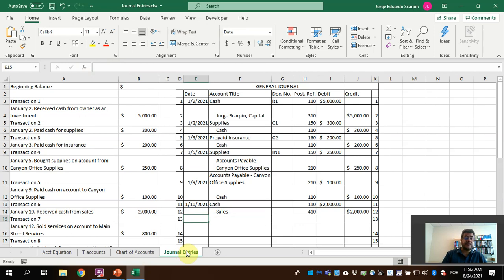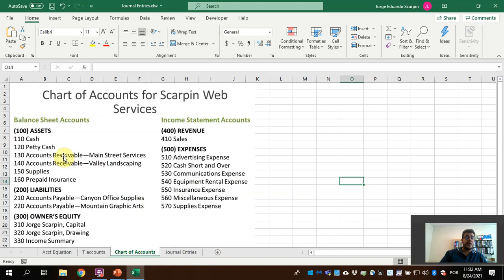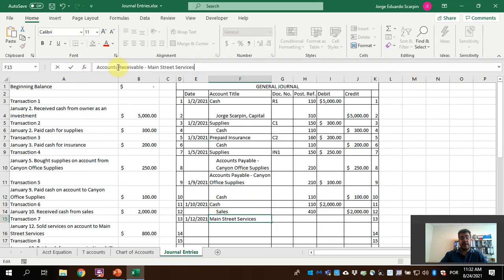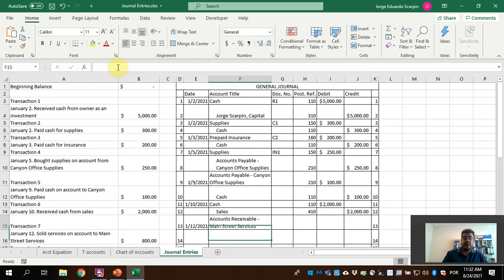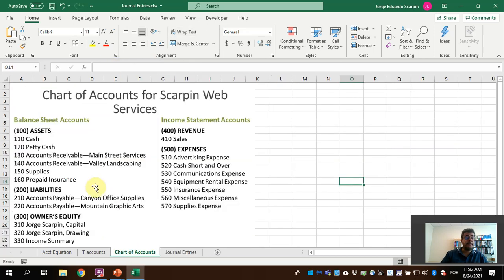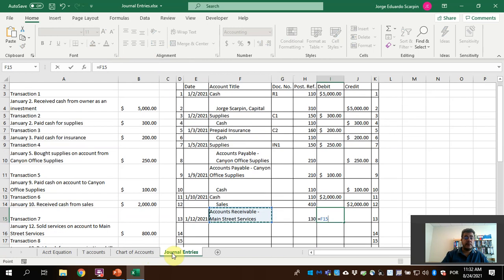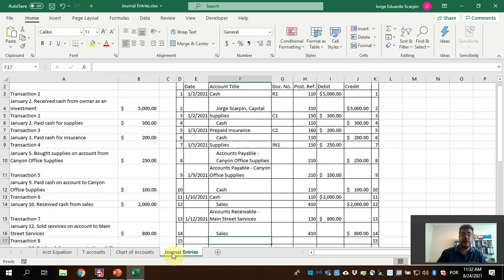Transaction 7, January 12th. Sold service on account to Main Street Service. Accounts receivable, Main Street Service. Why accounts receivable? Because we are not receiving the money yet, but we have the right to collect this money later. Accounts receivable. What is the number? 130. 2. On account 800. And our credit is again sales for 10. 800.